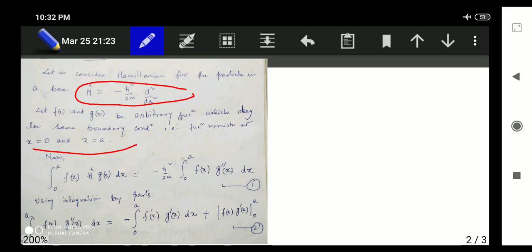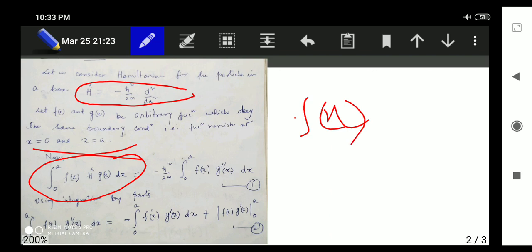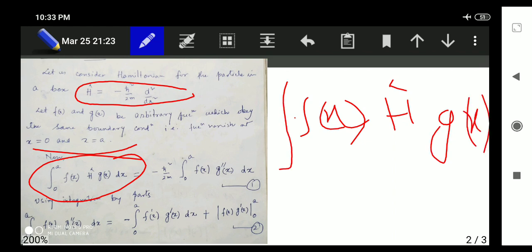Okay, so let us write this and see what happens. We have f(x), then the Hamiltonian operator H, then g(x), and the integration is there, dx. Integration over the whole box, so from 0 to a. Let us see what happens to this.